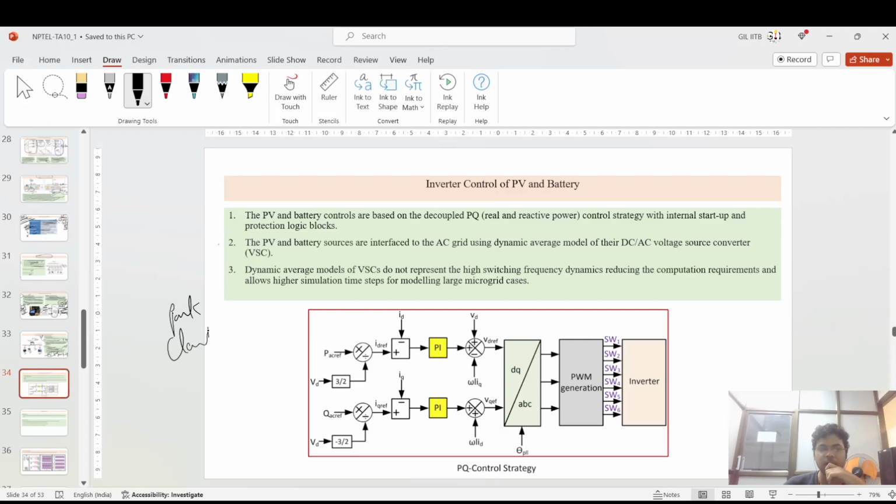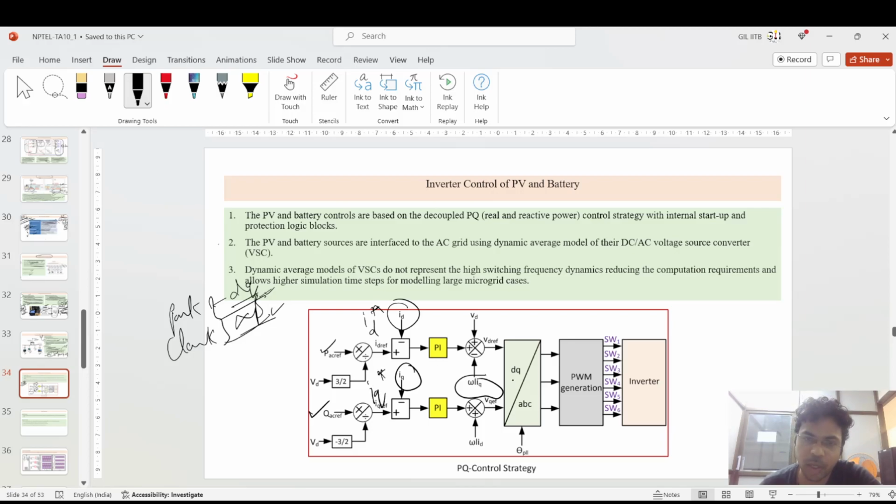Suppose you see what I told in the beginning, the Park transformation and the Clarke transformation. It is easy to design a control system in this DQ frame or the alpha-beta frame, because the DQ frame is a synchronously rotating frame, and in the alpha-beta and DQ frames, time-independent situations can be handled. Okay, so here you see that the P reference and the Q reference have been taken.